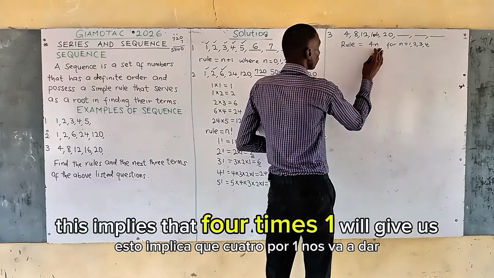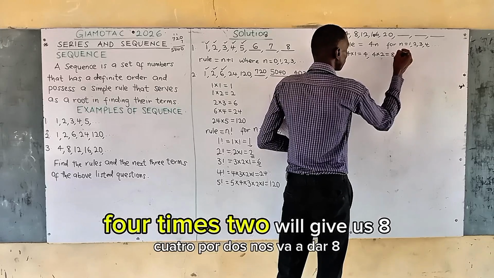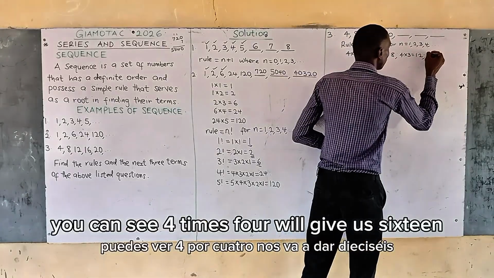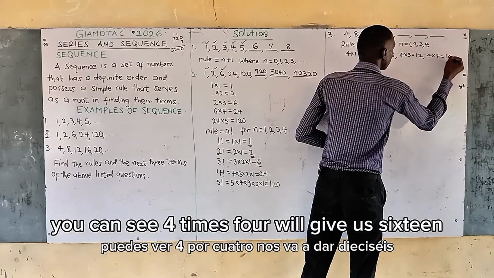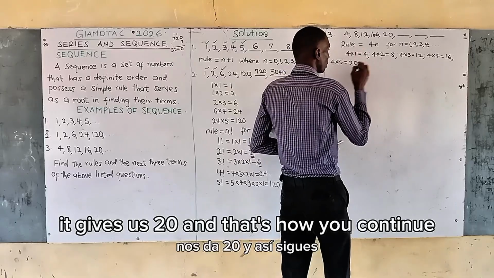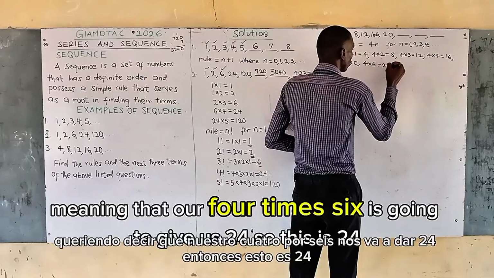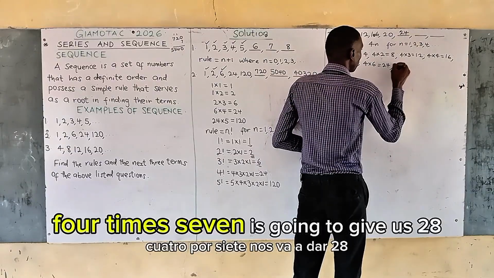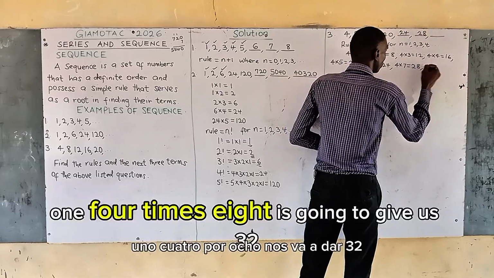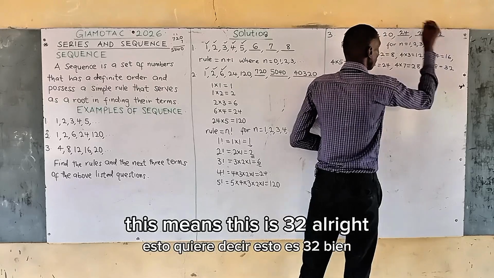This implies that 4 times 1 will give us 4. 4 times 2 will give us 8. 4 times 3 will give us 12. You can see 4 times 4 will give us 16. 4 times 5 will give us 20. And that's how you continue. Meaning that our 4 times 6 is going to give us 24. So this is 24. 4 times 7 is going to give us 28. So this is 28. While 4 times 8 is going to give us 32. This means this is 32.